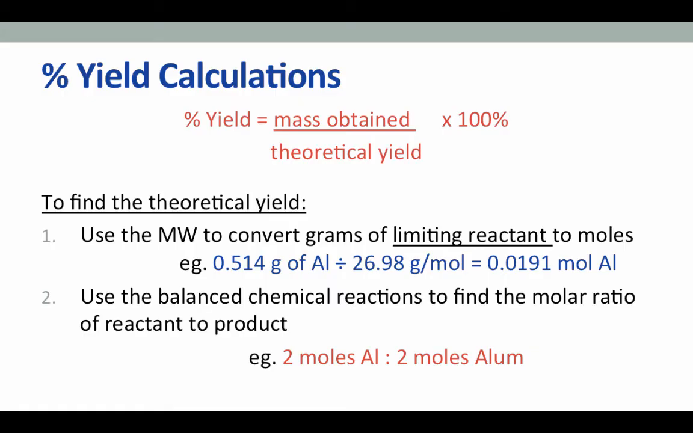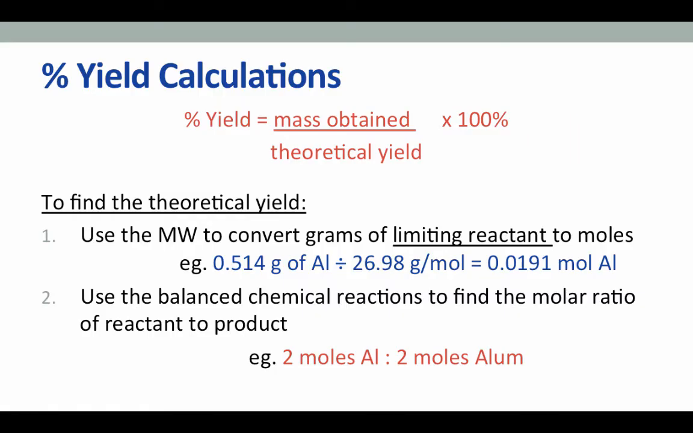Moving on, let's consider how to calculate percent yield. Percent yield is simply an expression of how successful your synthesis was. Percent yield is calculated as mass obtained divided by theoretical yield times 100%. And this is simply how much you collected divided by how much you possibly could have collected if everything went perfectly times 100. So you can see how that would be an expression of how successful you were.